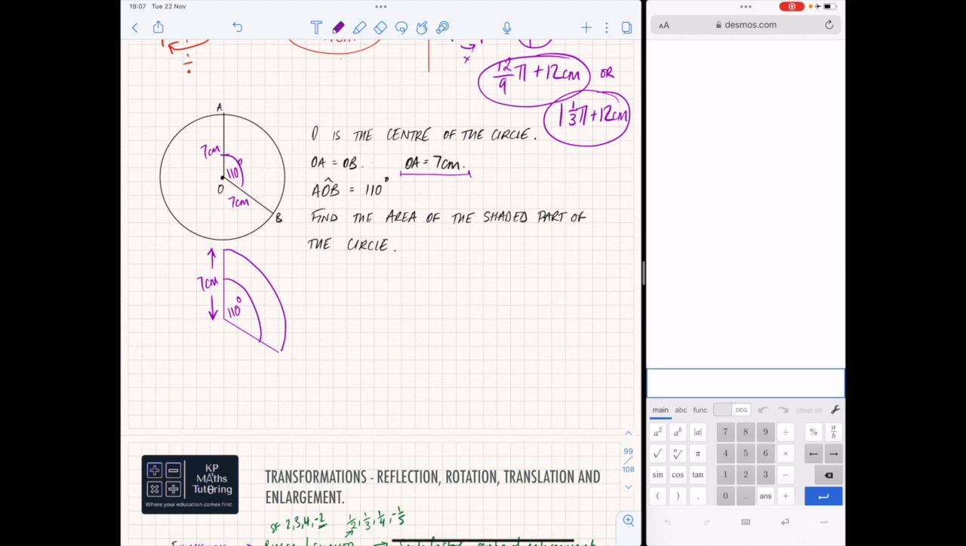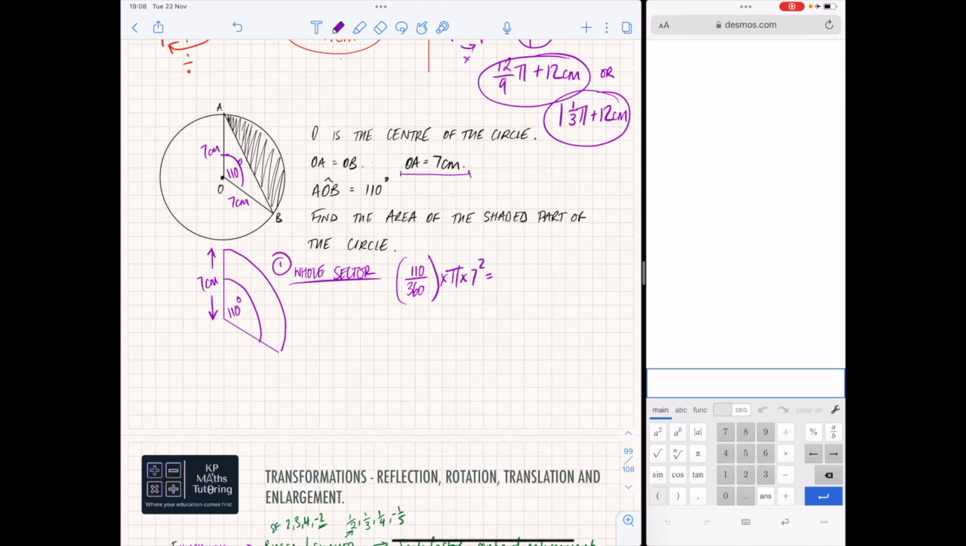But the question's asking me to find this, so we're going to talk about that in a second. The first thing is you find the whole sector. I'm going to find the area of the whole sector first, which is going to be 110 over 360. So angle over 360 times pi times 7 squared.